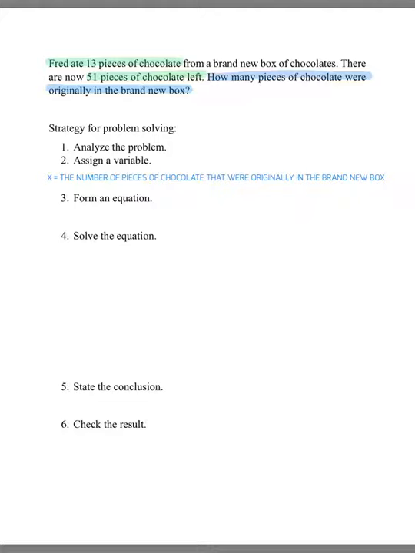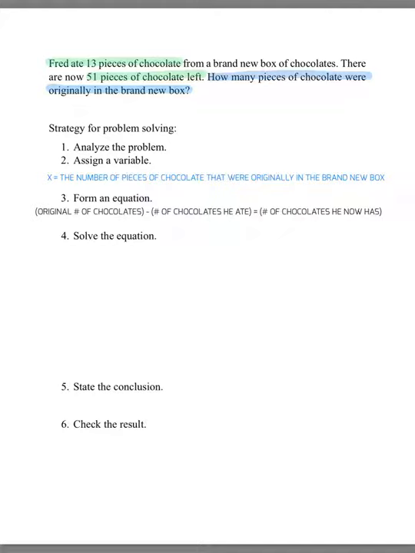So let's see. Ideally, you walk into a supermarket or grocery store and you have a certain number of pieces of chocolate in the brand new box. Then you're going to eat a certain amount from that, and then you're going to have what's called the leftover pieces of chocolate. So our equation is going to have the form: original number of chocolates in the brand new box minus number of chocolates he ate equals the number of chocolates he now has, in which case the leftovers.